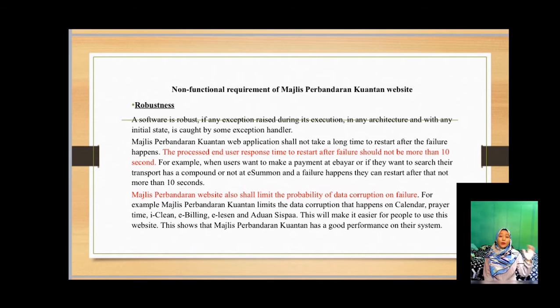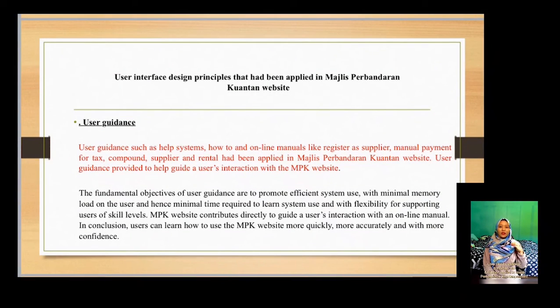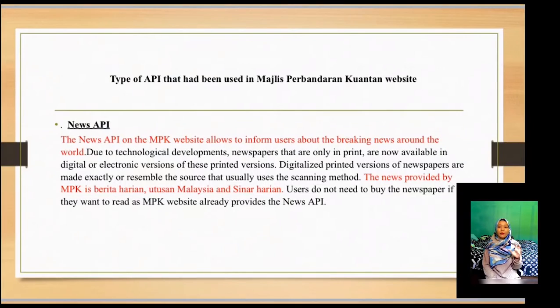Majlis Perbandaran web application also should limit the probability of data corruption on failure. User credentials and a help system, like an online manual on how to register a supplier, manual payment for tax, compound, supplier and rental, have been applied in the Majlis Perbandaran Kuantan website. User guidance is provided to help guide user interaction with the MPK website.